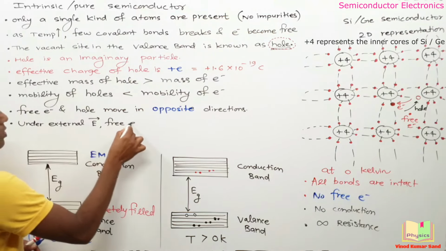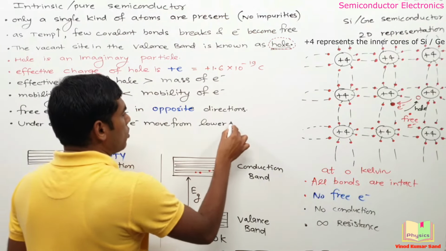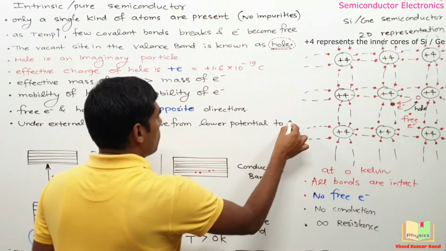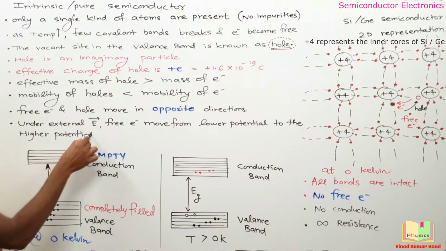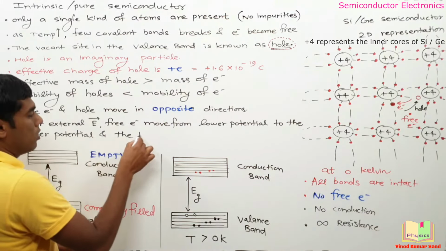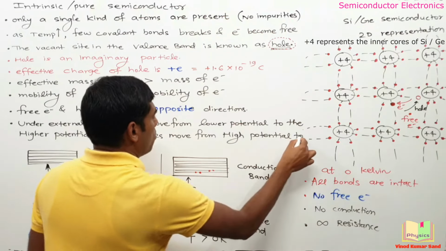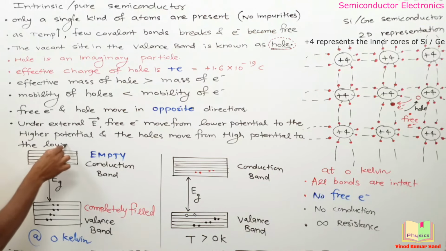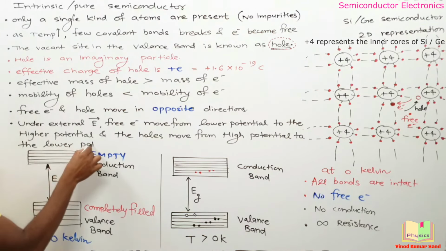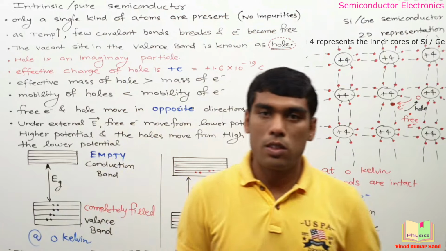Free electrons move from lower potential to the higher potential, and the holes move from high potential to the low potential. We have already discussed that their motion will be in opposite directions.